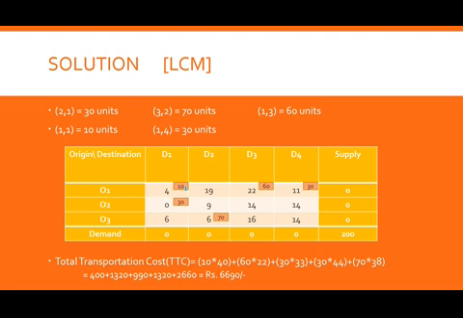Number of units transported 10. Profit will be 44 minus 4, 40. So 10 into 40. Next, 60 units have been transported and the loss is 22. The profit will be 44 minus 22 is 22. So 60 into 22. Next here, 30 units have been transported. Loss is 11. Profit will be 44 minus 11, 33. So 30 into 33.